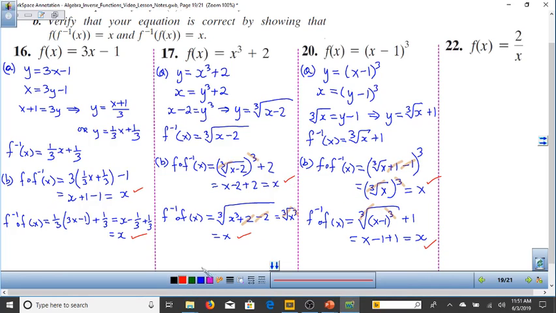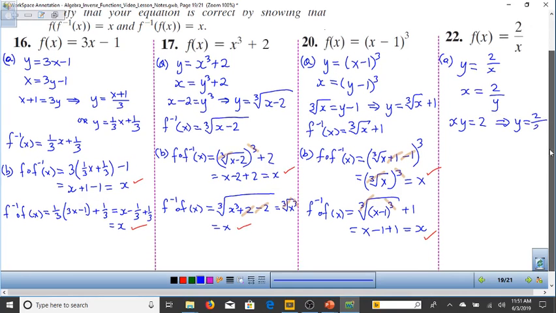Now for number 22, part A, we're going to, of course, replace f of x with y. Then we're going to interchange. We're going to trade places between y and x. So we have x is equal to 2 over y. Then we're going to solve for y. I'm going to do so by multiplying both sides by y and then dividing both sides by x. So y is equal to 2 over x.